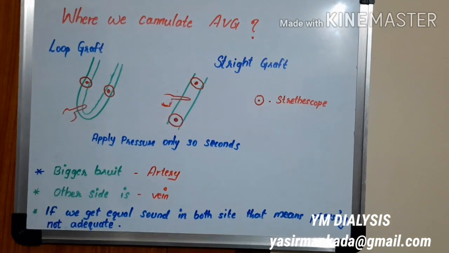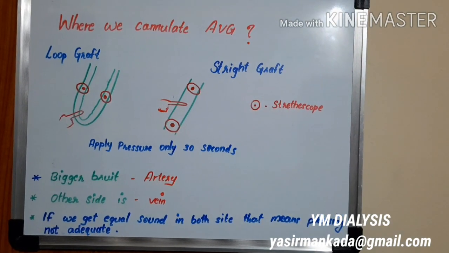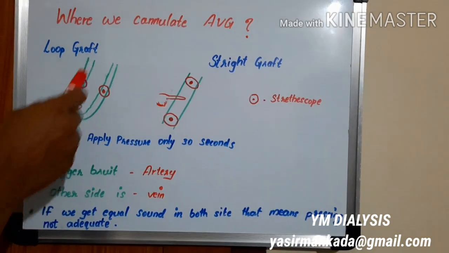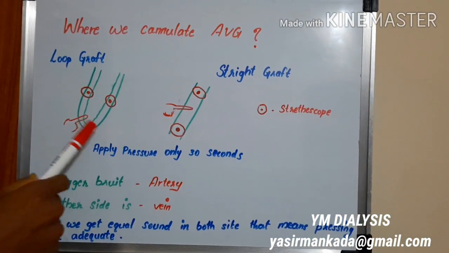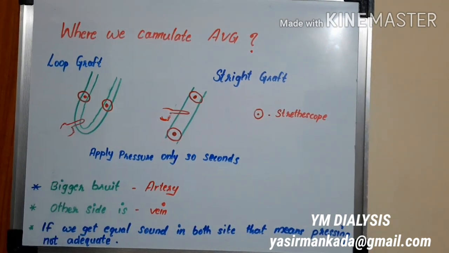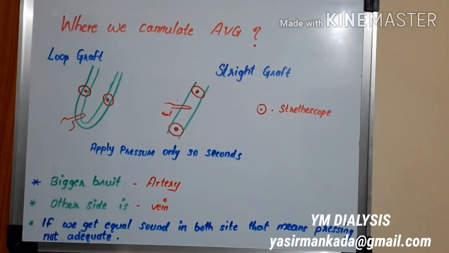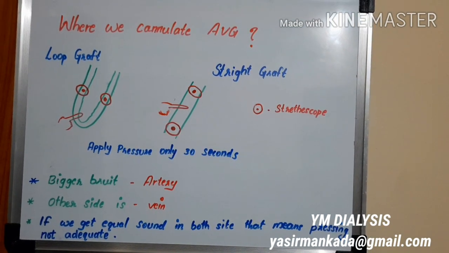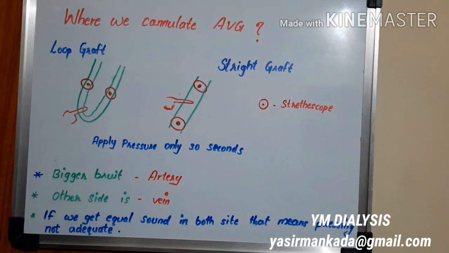Next we'll talk about AV graft. Where can we cannulate in an AV graft? We have two types: loop graft and straight graft. Graft means a synthetic material, polytetrafluoroethylene, a tube. We get confused about where we can cannulate the arterial needle and where the venous. So how can we differentiate which site is artery and which site is vein? We have some technique.